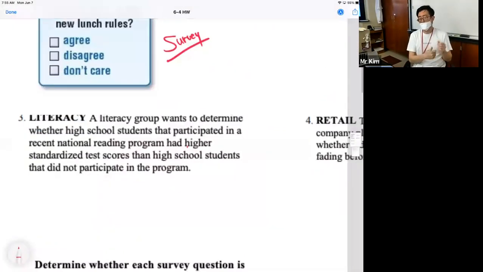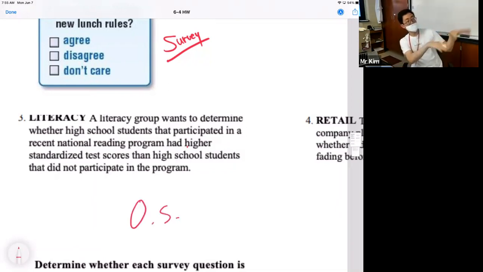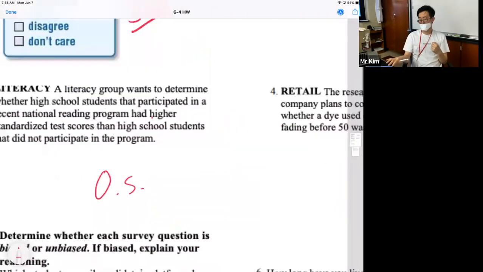A literacy group wants to determine whether high school students that participate in a recent national reading program had higher standardized test scores than high school students that did not participate in the program. Now, this one may be a little tricky. Okay, Kira? Observational study, right? So you just saw the results of the students who took the test. You're not the one who imposed the test on them, so it's not an experiment. And it's not a survey, right? It's not like you're asking them, what did you get on your test? You observed what their data showed. So it's going to be an observational study.